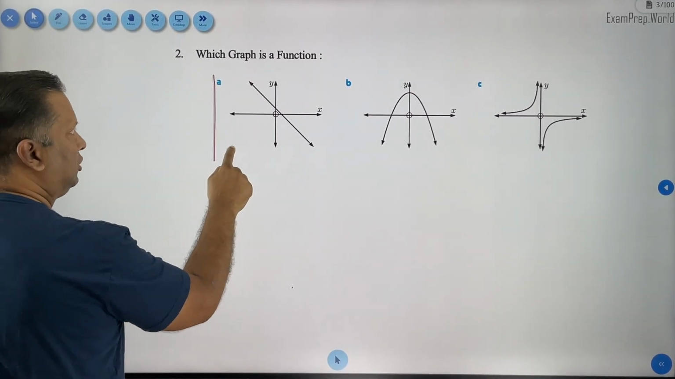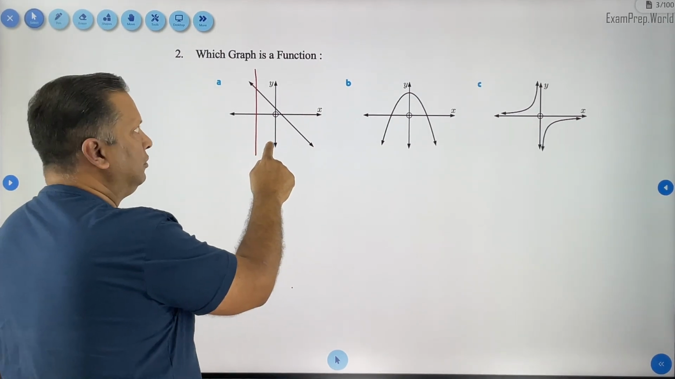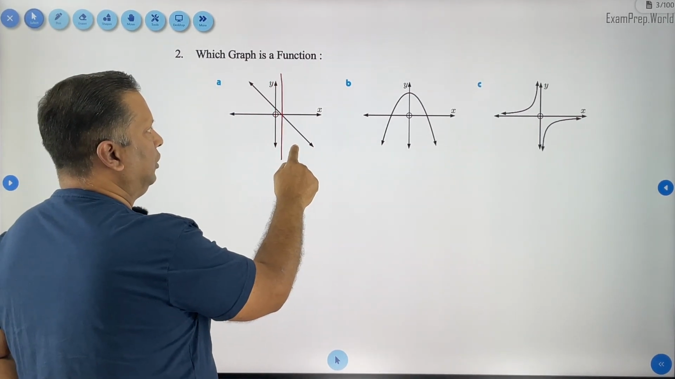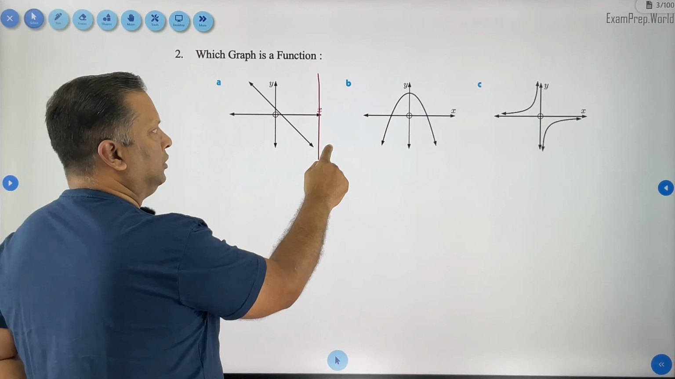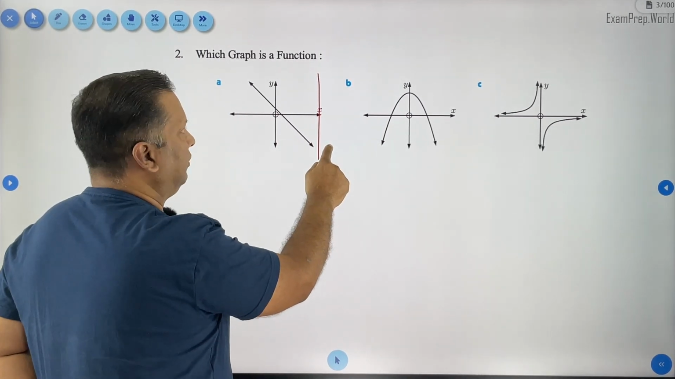See, our red line has started moving. Now at how many points is it touching? Only one. Keep moving. Only one, only one. So since the red line is touching the graph only at one point, A is a function.